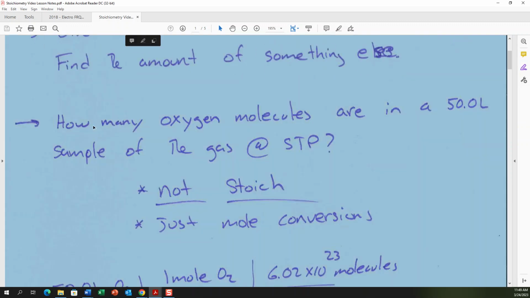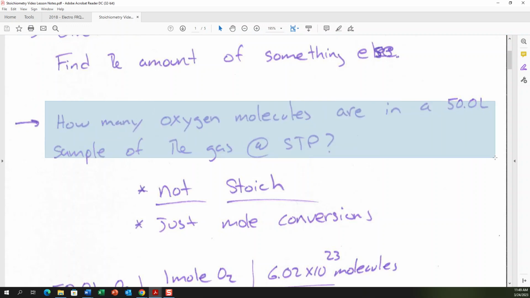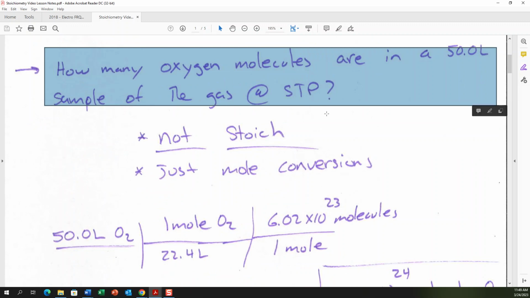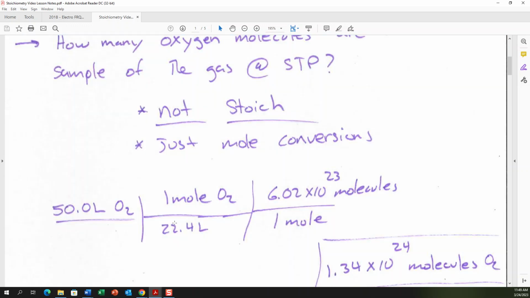So this question: how many oxygen molecules are in a 50-liter sample of the gas at STP? This is not stoichiometry. This is converting liters of oxygen gas to molecules of oxygen gas. The substance isn't changing. This is just a mole conversion, okay? We already know how to do this setup. We would take our 50 liters of oxygen gas at standard temperature and pressure, divide by 22.4 liters, which cancels out liters and gives me moles of oxygen gas, O2, and then multiply by Avogadro's number to get particles, and because O2 is a diatomic molecule, the particles are molecules.